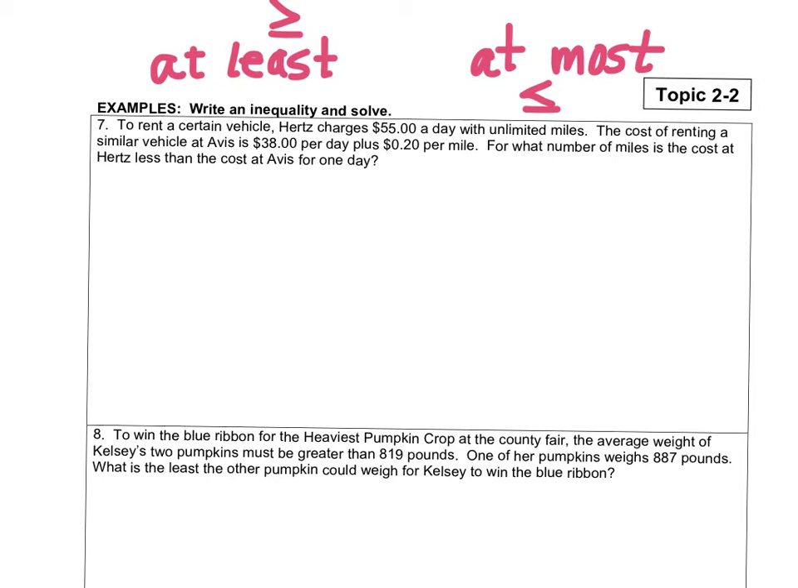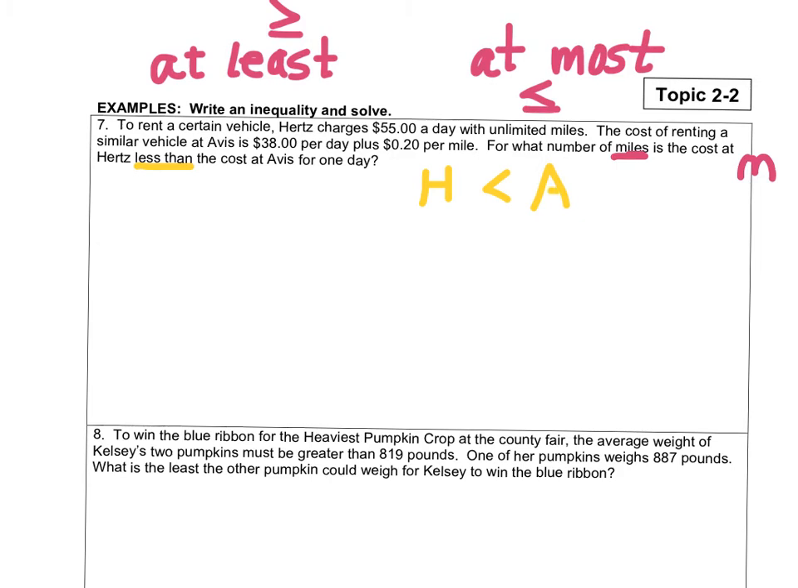So when we're looking at this, the first thing I want you to find is the question, what number of miles? Since this is the question, we know that m is going to be our variable, m for miles. We also have something else to look at. Since this is not an equation and it's an inequality, we know that we're going to have an inequality of Hertz is less than the cost of Avis.